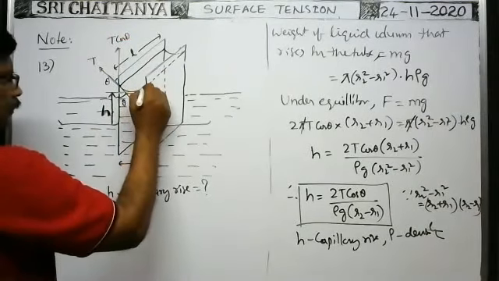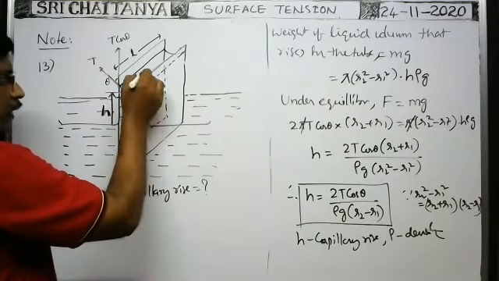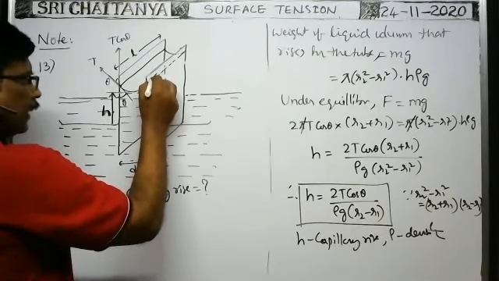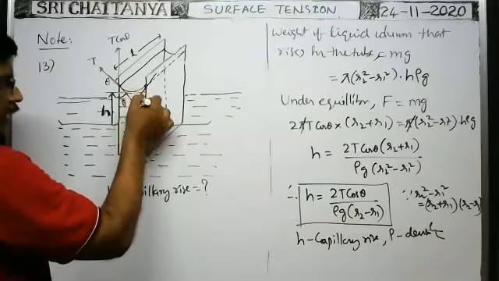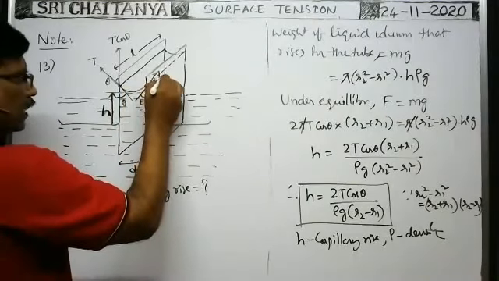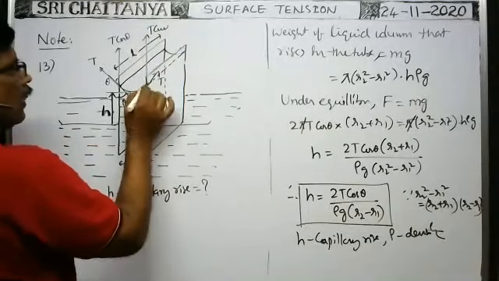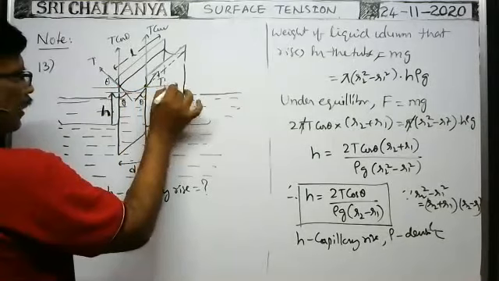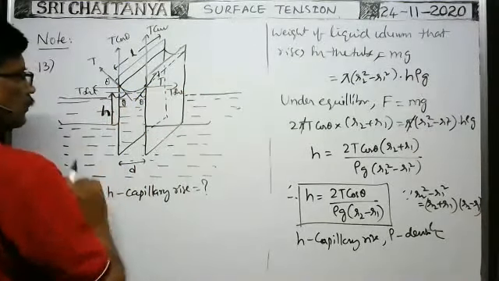Similarly, here also, at this point of contact of the liquid surface with glass plate, when you draw a tangent, then the tangent makes an angle theta with the glass plate inside the liquid. Then this is the direction of the surface tension. Their component along vertical direction is equal to T cos theta, horizontal T sin theta. The T sin theta components cancel each other.